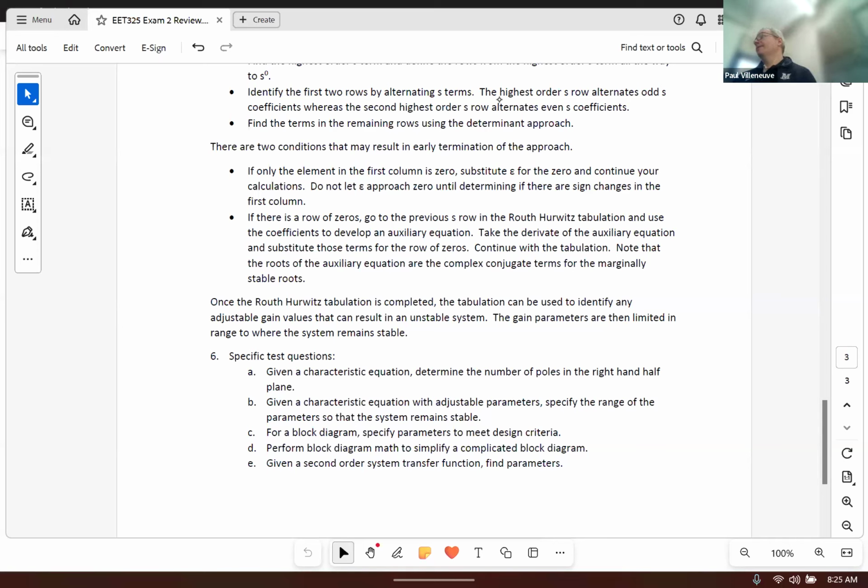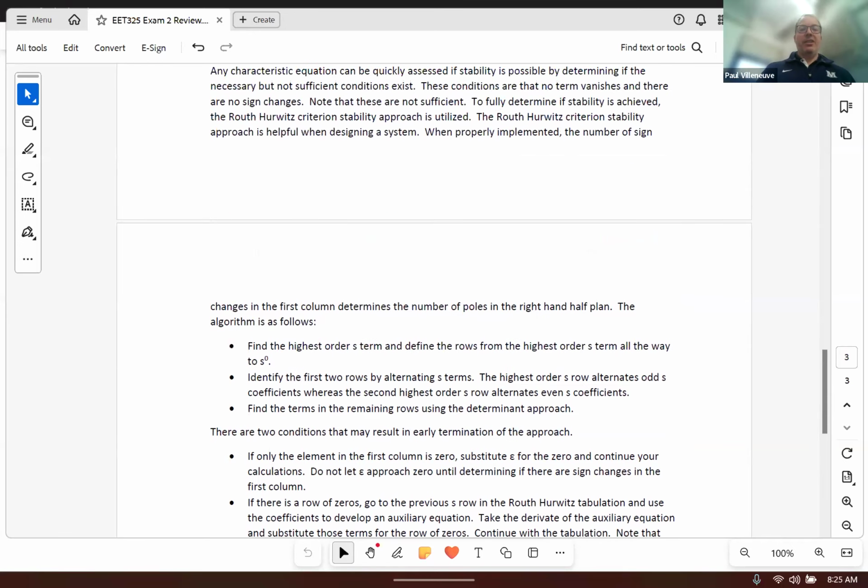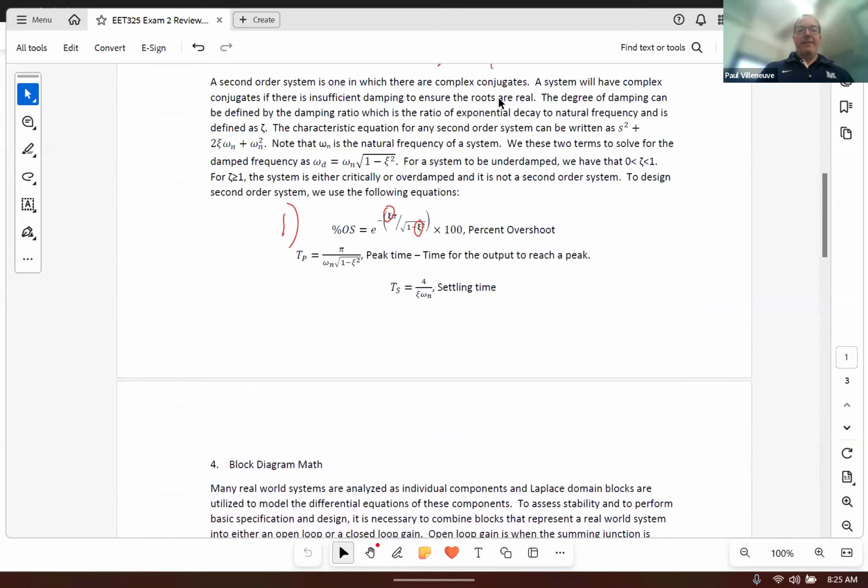Yes, sir. Well, zeta and omega sub n and omega d, right? That's in here, it's specified in here, isn't it? It's highlighted. You have zeta, omega sub n, and omega sub d. Pardon? I mean, you're welcome to look at it, but it's right there, right? There's only the 3 parameters. If you need to, you have these other 3 equations, right? Percent overshoot, T sub P, and T sub S.